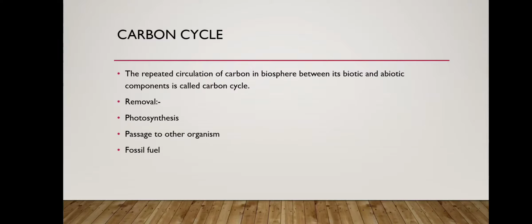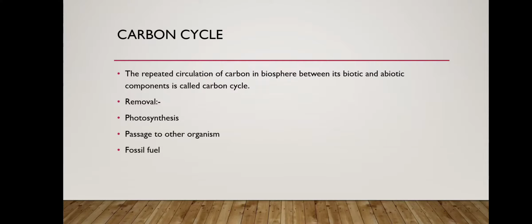So last class we studied the nitrogen cycle. Today we will start the carbon cycle. The carbon cycle is the repeated circulation of carbon in the biosphere between its biotic and abiotic components. This type of cycle is known as the carbon cycle.